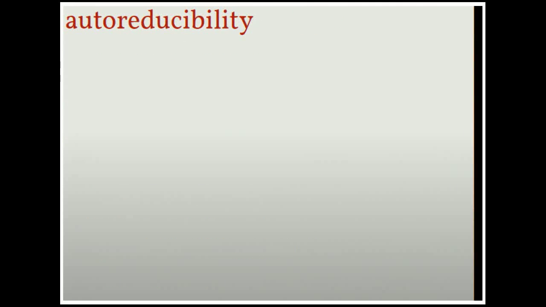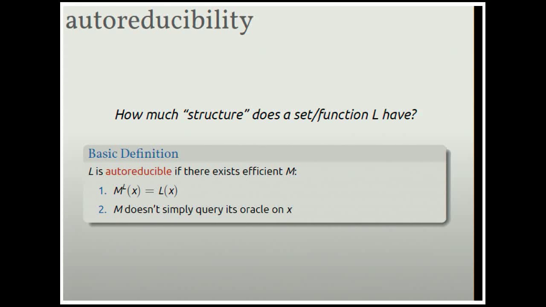Okay. So I just want to take a little detour and talk about a concept from complexity theory called auto-reducibility, and it's a way of measuring how much structure is in a set or a function. There's a million different variants of the definition of auto-reducibility, but they all kind of look like this. A set or a function is auto-reducible if you have an Oracle machine that computes the same function as its Oracle. Okay, that's kind of goofy. And to make things difficult, the Oracle machine can't simply query the Oracle on its input. Okay, so this is kind of a general template for auto-reducibility.